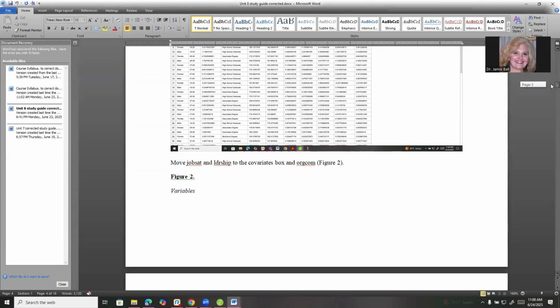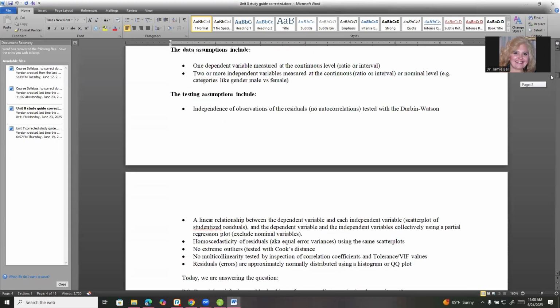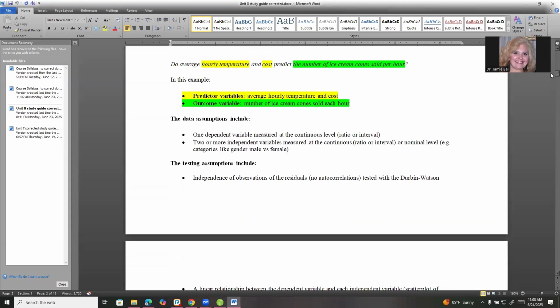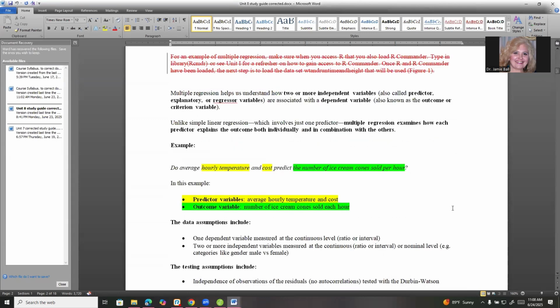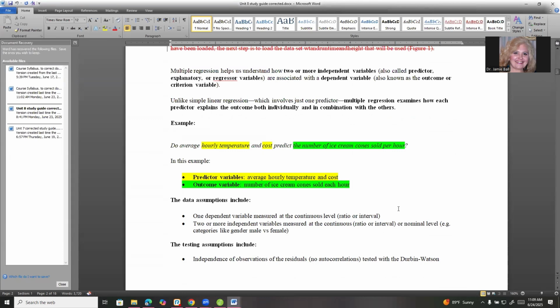So a multiple regression is a test that can predict when two or more predictor variables can explain an outcome variable. The predictor variables are also called independent variables. They can be called a regressor variable or an explanatory variable. The dependent variable is also known as the outcome variable or criterion variable.